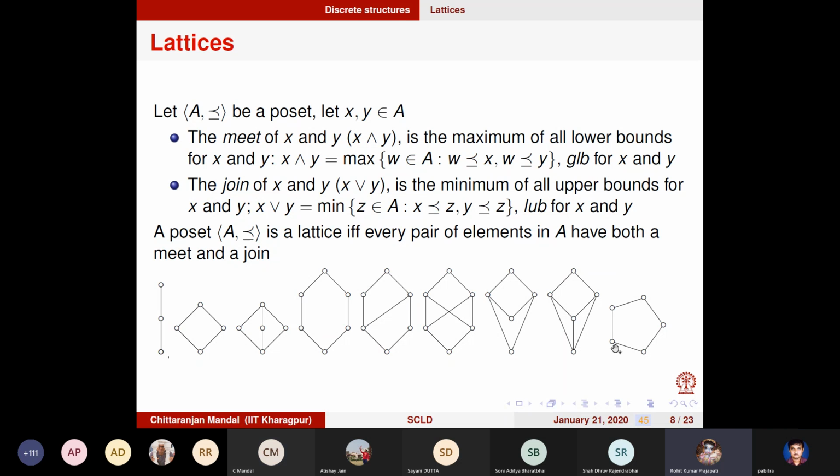So why 3 and 4 doesn't have a meet? Okay. What is the lower bound set of 3 and 4? So 1 and 2. And what is the maximum among 1 and 2? 2. Maximum of 1 and 2 is 2. Why is 2 the maximum of 1 and 2? Okay.